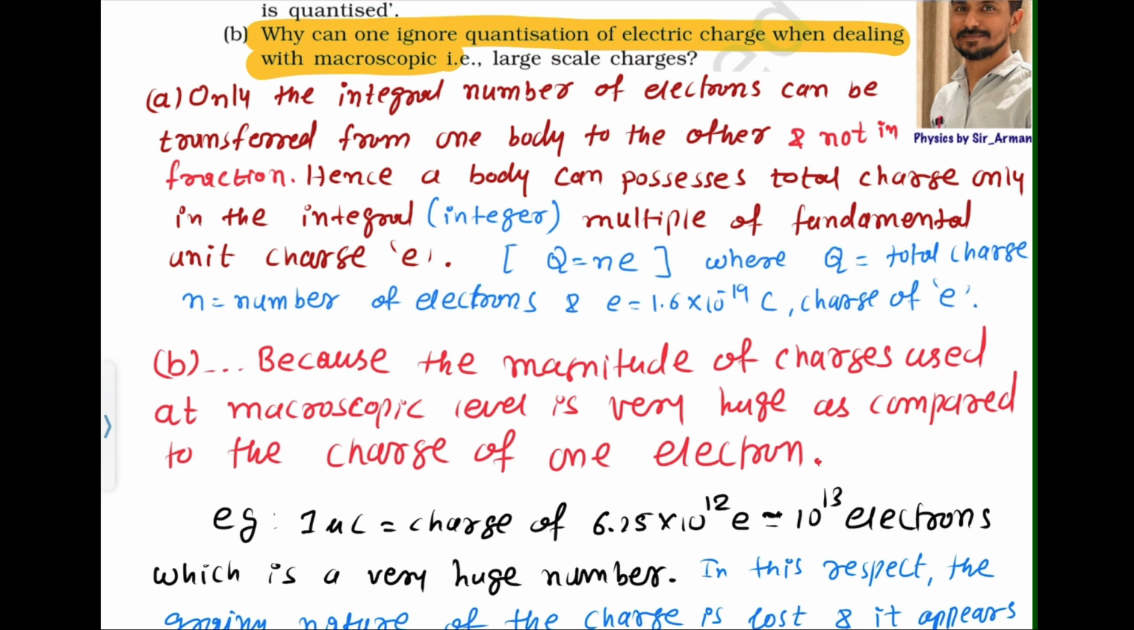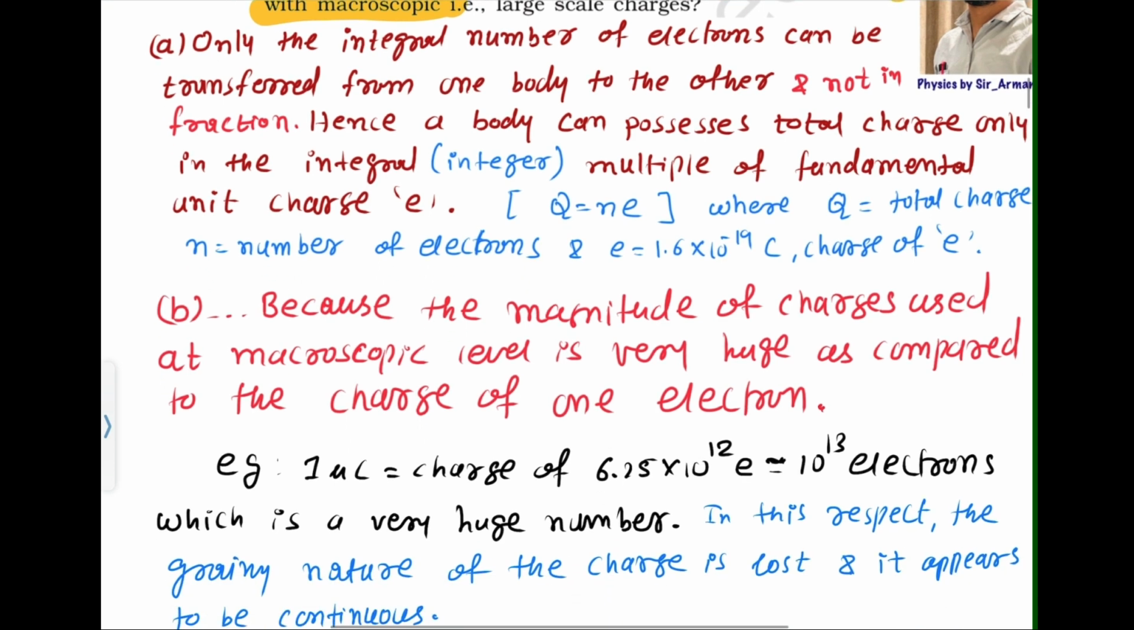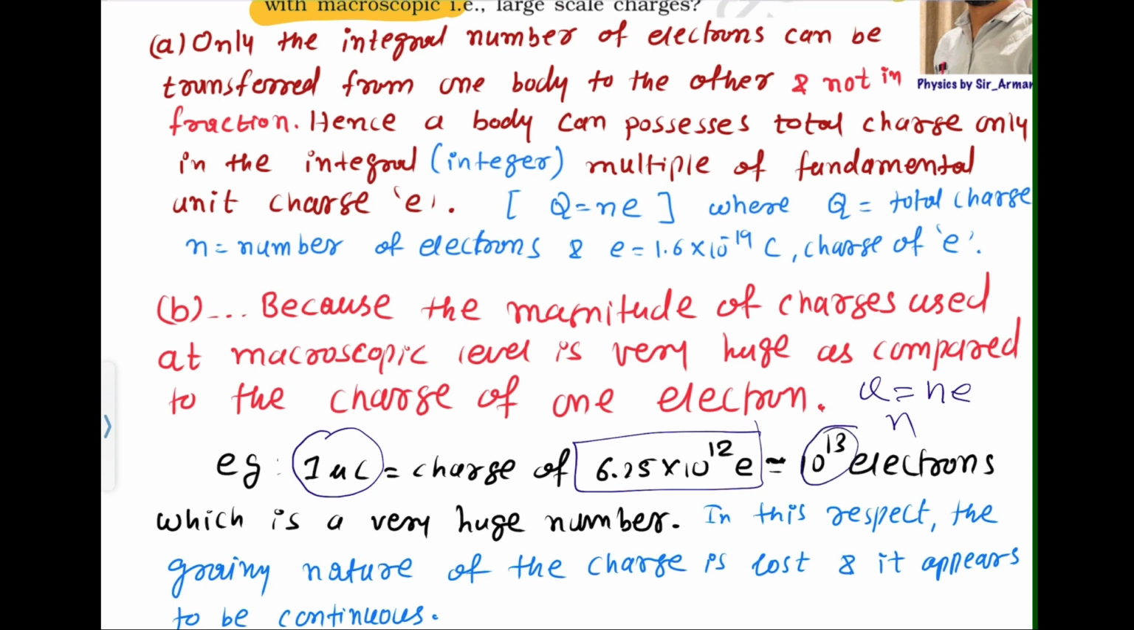So here also, when we talk about charges of very large magnitude, let's say it's not very large, not very small, 1 microcoulomb. So 1 microcoulomb contains approximately 6.25, you can calculate this, Q equals NE, make N the subject. So 1 microcoulomb contains 6.25 into 10 raised to 12 electrons, right? That is nearly 10 raised to 13 electrons. So 10 raised to 13 electrons is a very large number. If one electron falls off that part, we can ignore it, right?